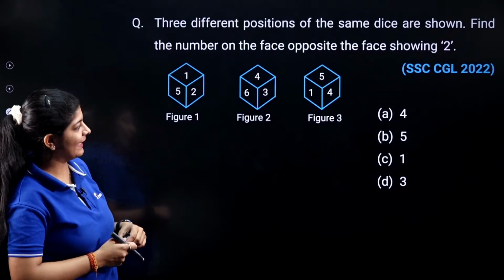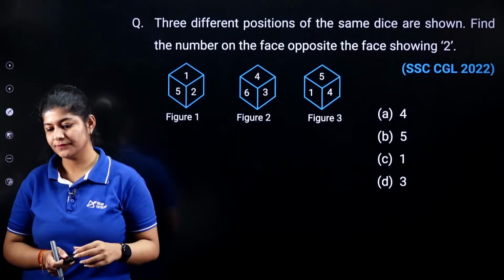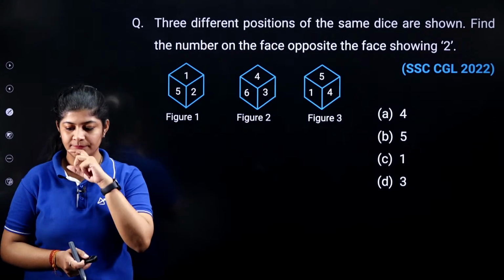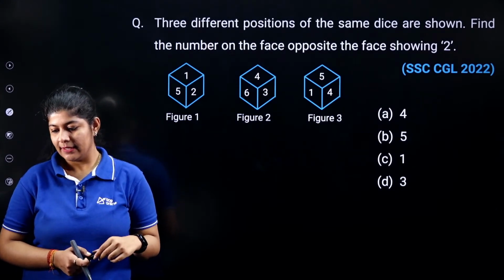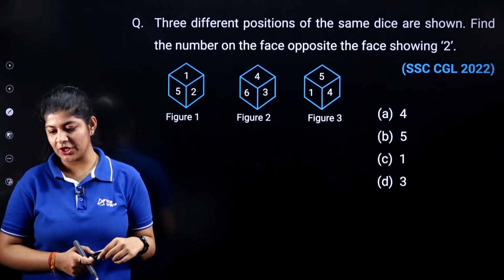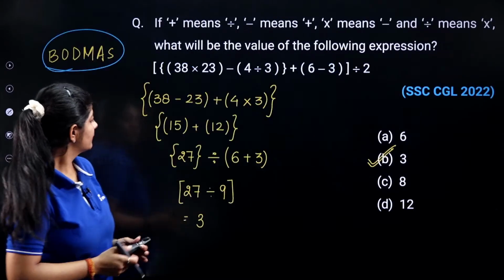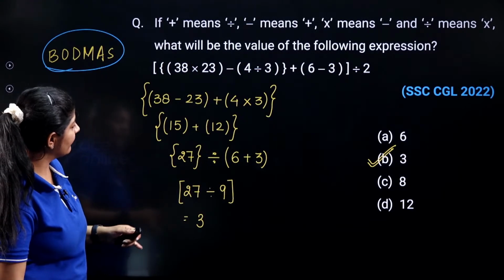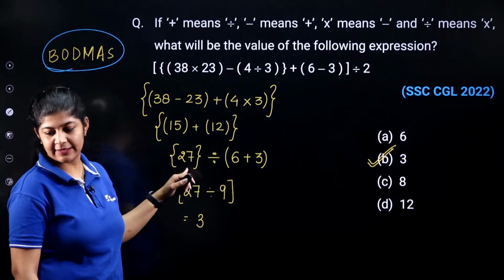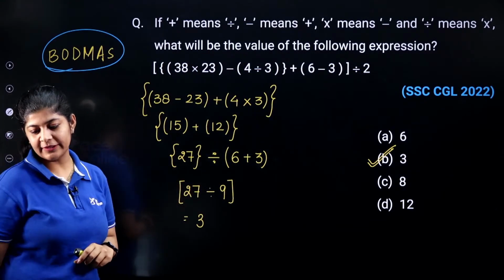Ramakrishna, option number B. Let's see. Sorry. Answer will be 6. Please check. Bliss, we will do that. Here we have 23, 27 and 9. Where did we make a mistake?